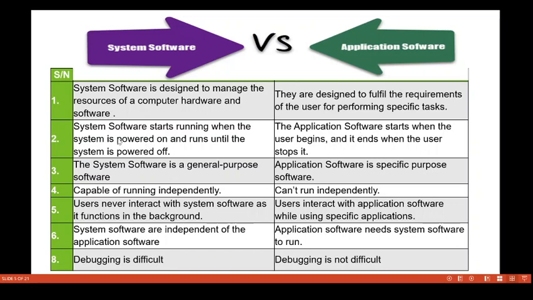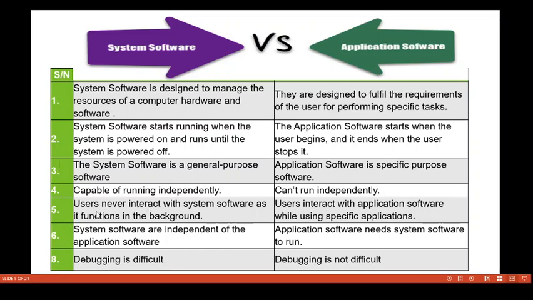But for the system software, once you power on your system, your system software starts running, and it cannot stop until you power down your system. Number 3, the system software is a general purpose software, while application software is a specific purpose software. Number 4, system software can run independently, but application software cannot run independently. So number 3 and number 4 depend on number 2.